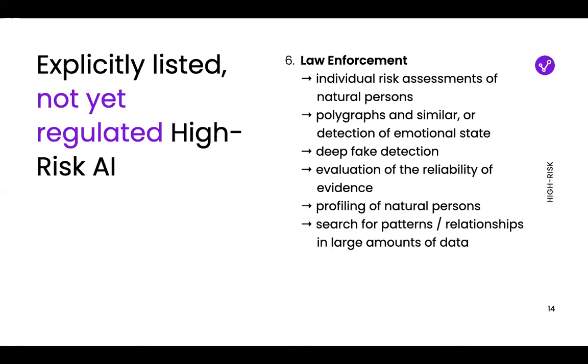Then number 6 is the application domain of law enforcement. In this application domain, the definition comprises AI systems for the individual risk assessment of natural persons, polygraphs and similar, or the detection of emotional state, deepfake detection, the evaluation of the reliability of evidence, profiling of natural persons, and the search for patterns and relationships in large amounts of data.